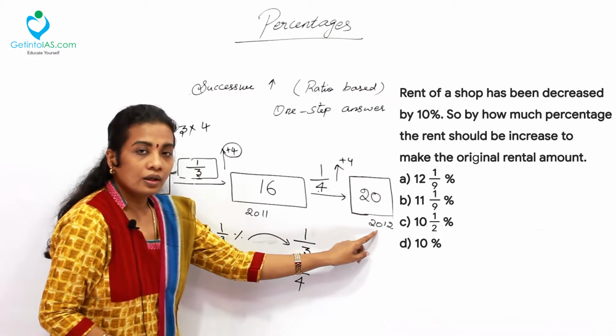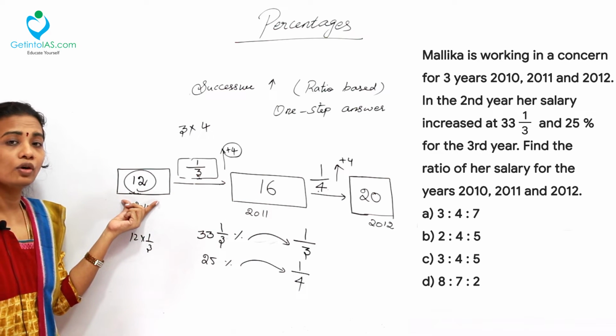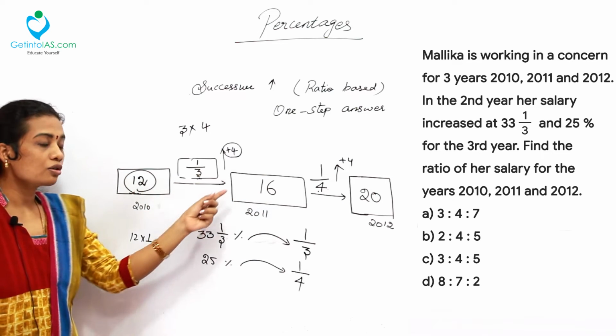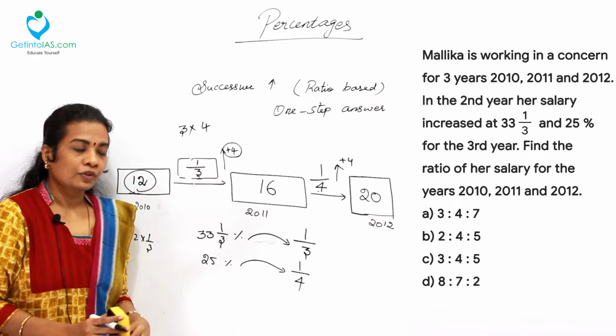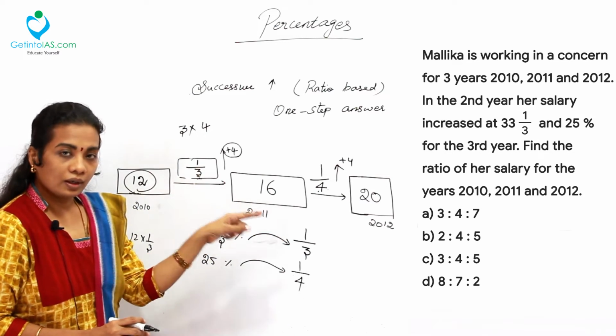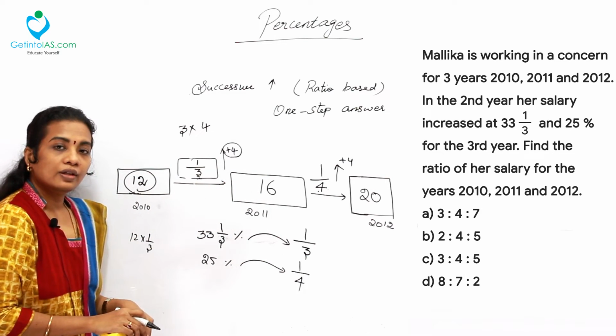So this is the latest salary. This is the salary for the second year. This is the salary for the first year. These salaries are not in the values. They are in the term of units. That's all. Now the question is asking only ratio. Simply take the ratio of these three values and you can find the answer.